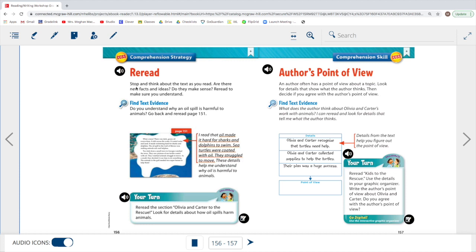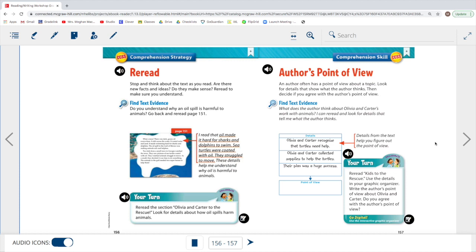Okay, so stop and think about the text as you read. Are there new facts and ideas? Do they make sense? Reread to make sure you understand. So, do you understand why an oil spill is harmful to animals? Go back and reread. Maybe you're thinking, man, I don't quite remember why that oil was so harmful, but I can go and reread. When I reread, I can read that oil made it hard for sharks and dolphins to swim. The turtles were coated with oil and they struggled to move. So that can help me understand why that oil is so harmful to animals.